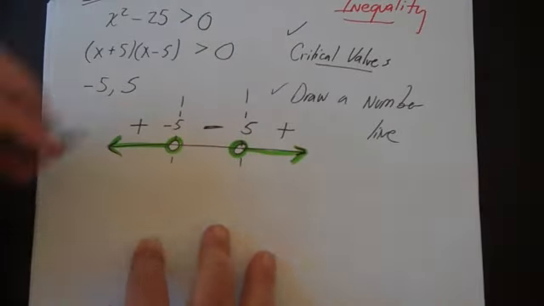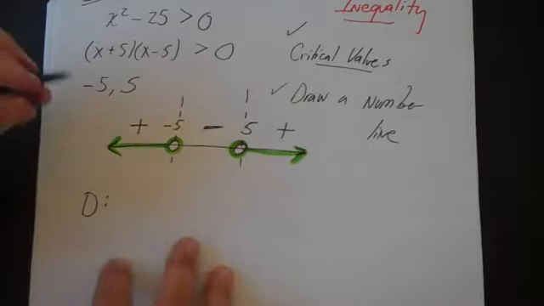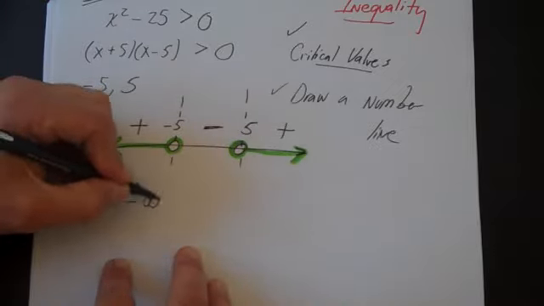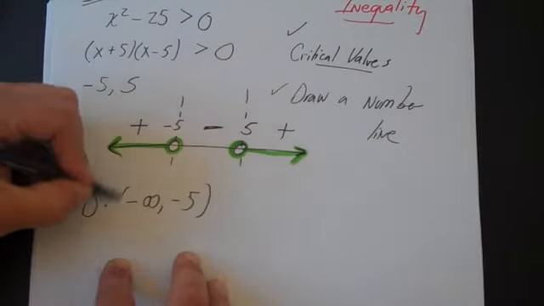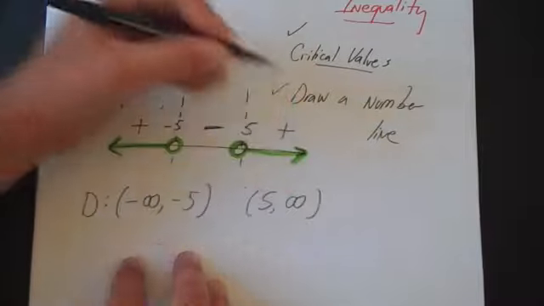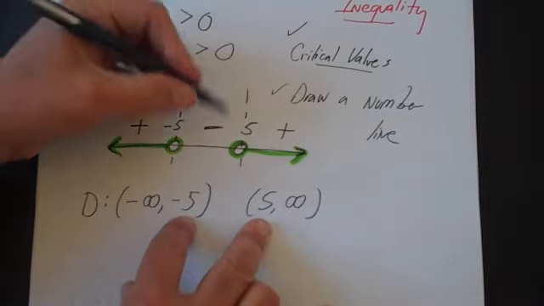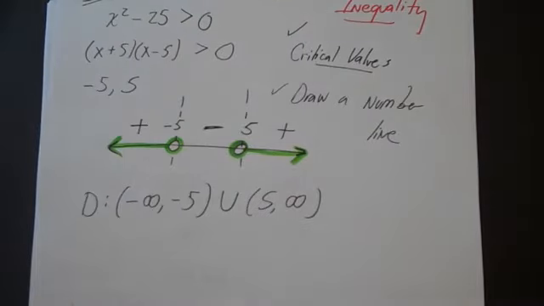Here's our domain. Here it's probably easier to write in interval notation. It's everything from minus infinity to minus 5. It does not include minus 5. It's everything from 5 to positive infinity, and it doesn't include 5. And it's both of these, so it's a union. And that's how you solve finding the domain of functions from equations.